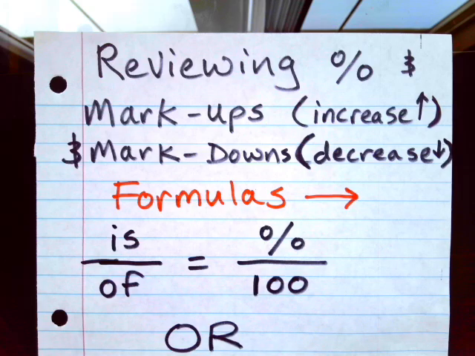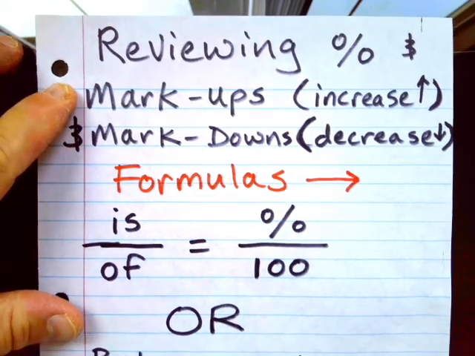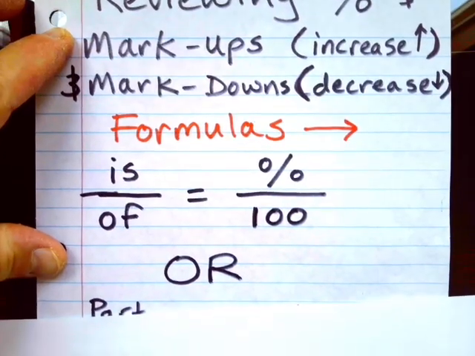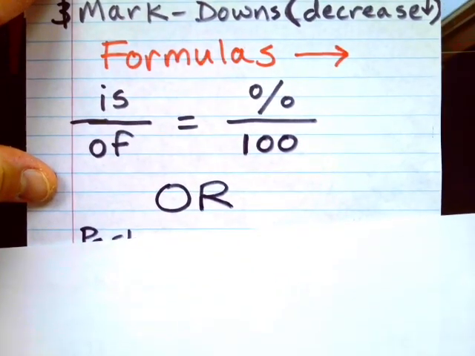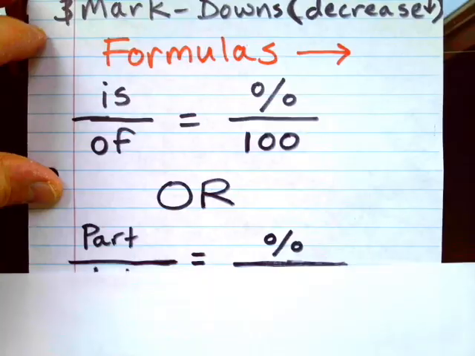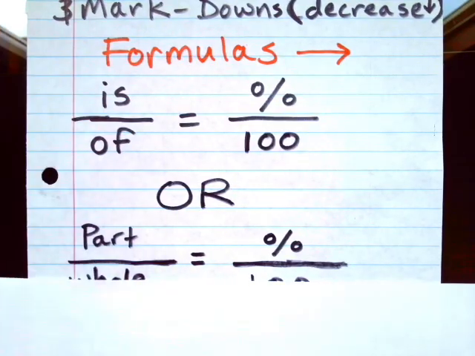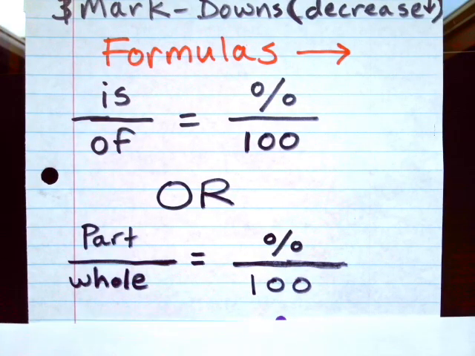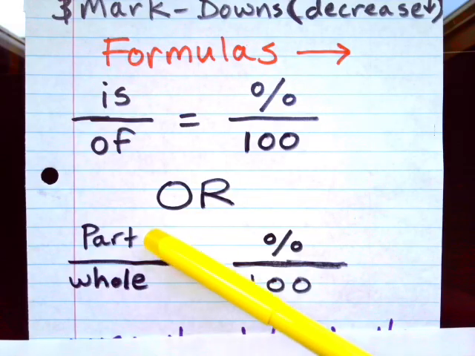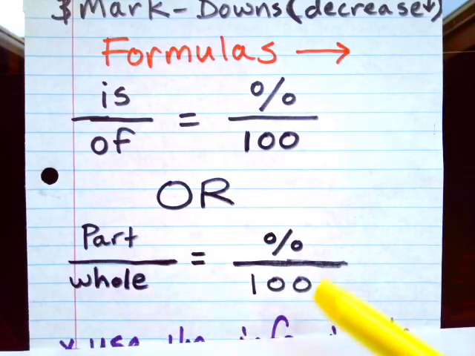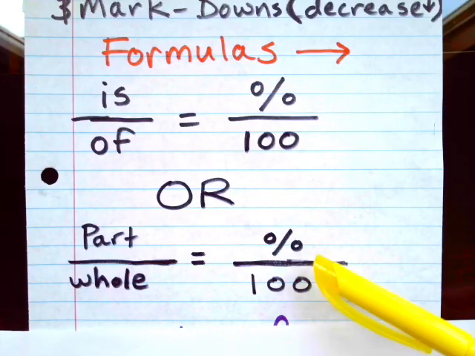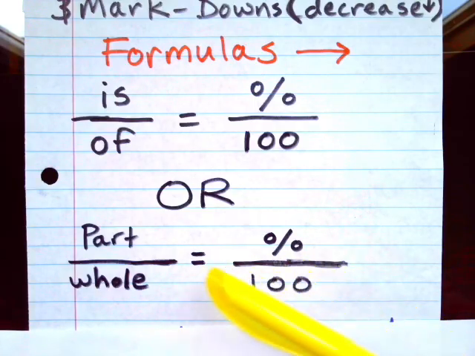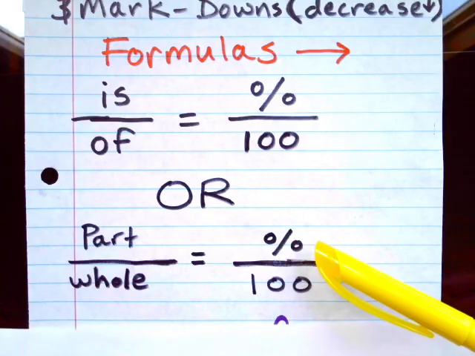I'm going to go over some examples with you. There's always more than one way to get to a solution in mathematics. I don't care what anybody tells you. There's always more than one way to get to the answer. And another formula would be part to whole, if you're working on percentages, mark up, mark down. Again, on the right side of the equal sign, in the top part of the fraction, or the numerator, is the percentage.